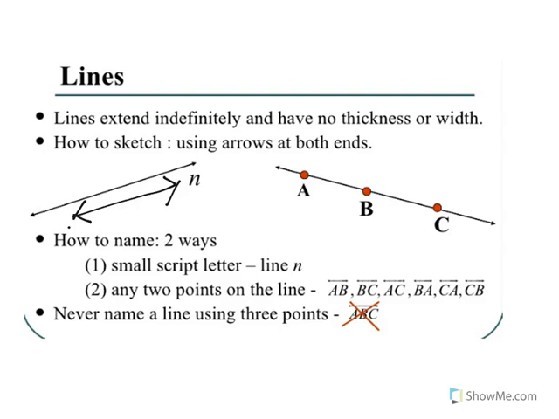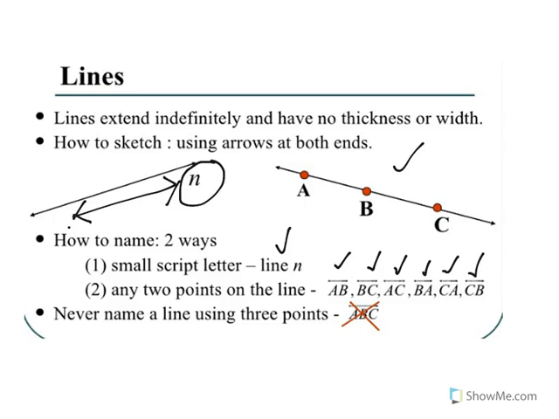For lines, we can label them with points. To name a line, we can use a lowercase letter, so this is called line N. Or we can use any two points on a line to name it. So we can name our line AB, or line BC, or line AC. Or we can go the other way and call it BA, CA, or CB.